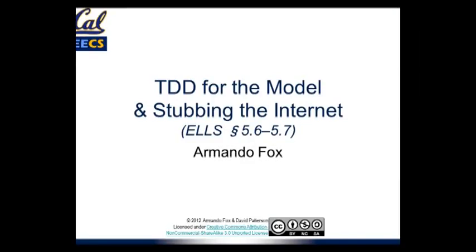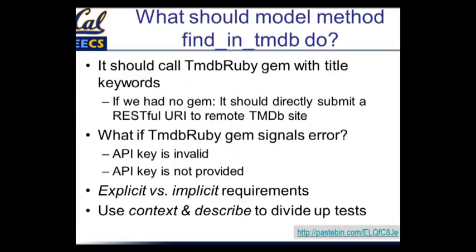So moving on to TDD for the model and stubbing out the internet, which we had a preview of last time. We said we were going to do this. So now we're on to this model method that we've been stubbing out, find in TMDB. So what should it do?